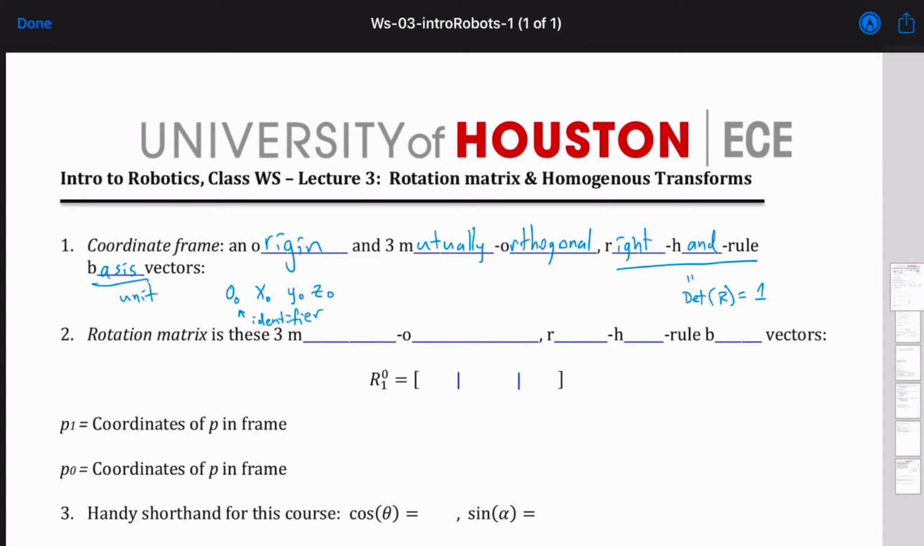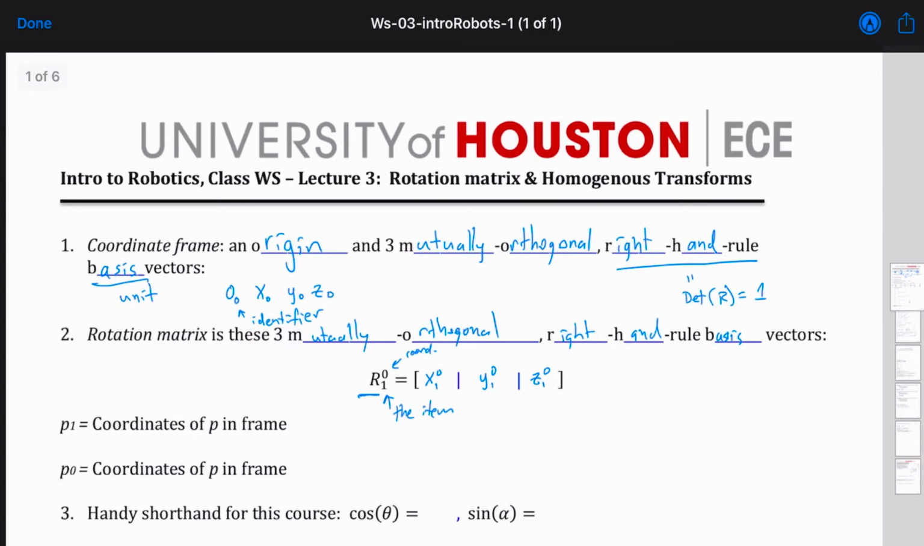Now the rotation matrix is just those 3 more mutually orthogonal, again, right-hand rule, basis vectors, and that's all we want. And so we're going to get some R matrix, where this is the item, and this right here is the coordinate frame that we're referring it to. And then there's going to be 3 entries. There's just going to be x. I'm talking about x1 in frame 0. I'm talking about y1 in frame 0 and z1 in frame 0.